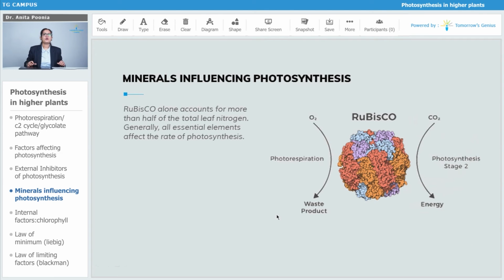Another important one is Rubisco. Rubisco alone accounts for more than half of the total leaf nitrogen. So if it is contributing half of the total nitrogen, and nitrogen is important, then Rubisco becomes very important too. Generally all the essential elements affect the rate of photosynthesis. This is Rubisco, the waste product, the energy. Oxygen goes into photorespiration, waste products, carbon dioxide, photosynthesis stage 2, energy is given out.